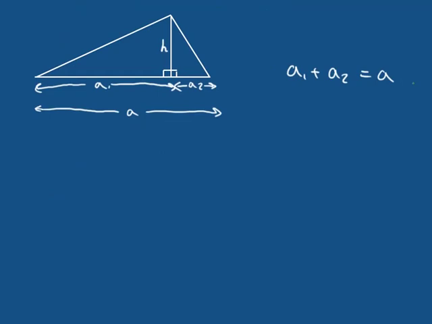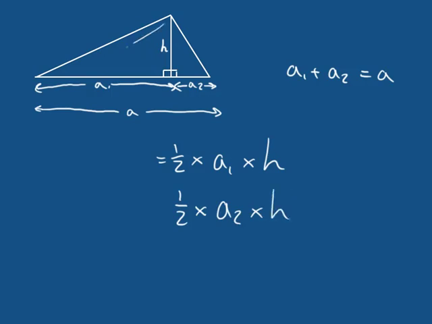However, we can still work out the area of each right-angled triangle. The area of this right-angled triangle over here on the left-hand side is going to be equal to a half times our base, well our base is a1, times our height. The area of this right-angled triangle over here on the right-hand side is going to be equal to 1/2 times the base, in this case a2, and again times the height.